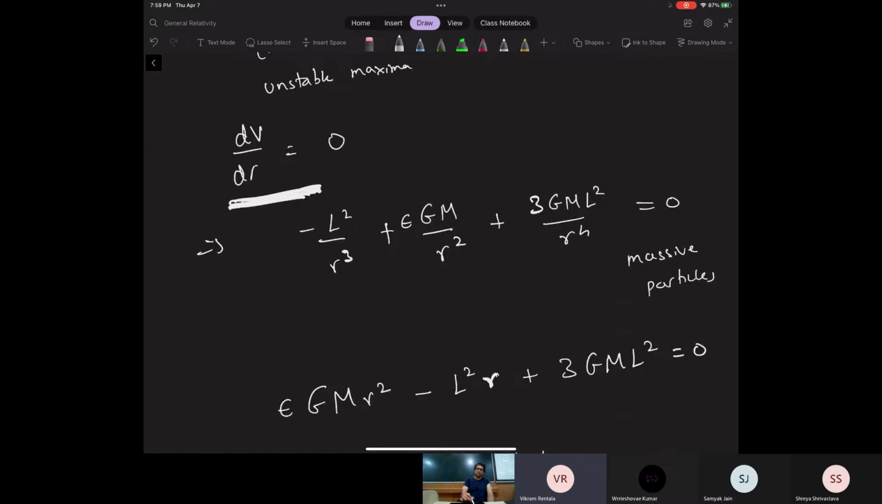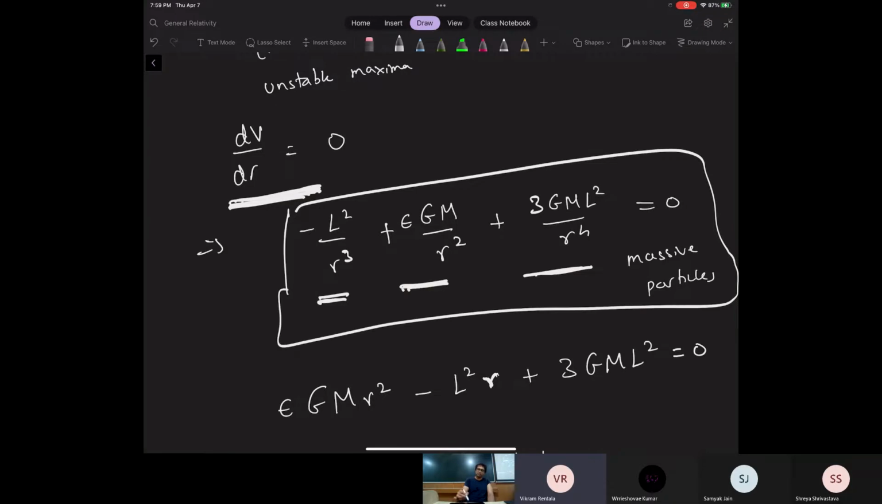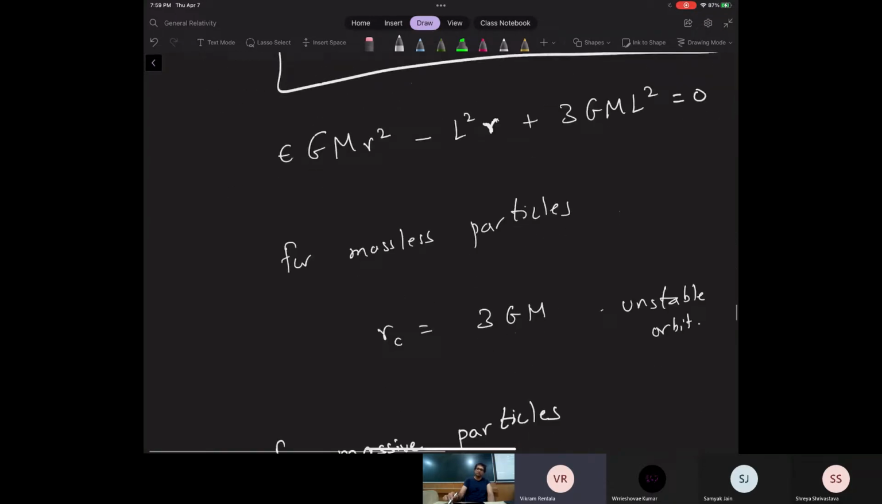So let's work out dV by dr. It's minus L square by r cube plus epsilon GM by r square plus 3 GM L square by r4. This is for massive particles. We've taken epsilon as 1, but I'll just write it in.